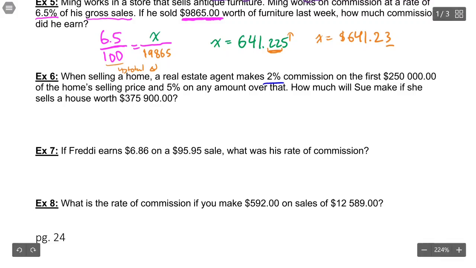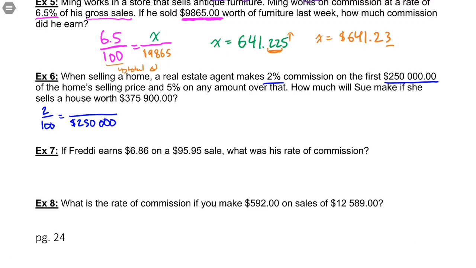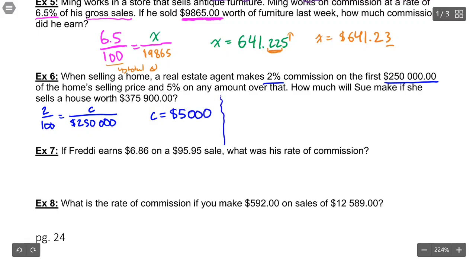The 2% commission is on the $250,000. So let's just set that up. 2% on the $250,000. So let's call that C, I guess, because it's a commission. So you cross multiply and divide, and you get C is $5,000. Okay, now this next piece we need to do a little bit of work for.